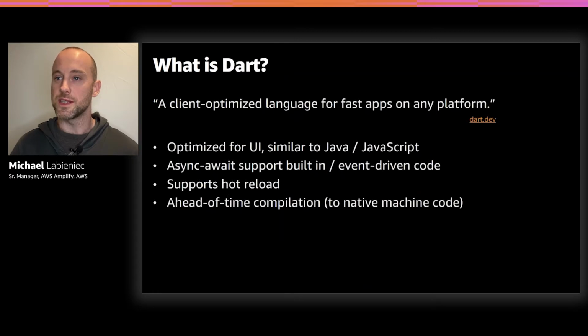So what is Dart? Dart is the programming language utilized by the Flutter framework. It is defined as a client-optimized language for fast apps on any platform. It's optimized for user interfaces similar to Java and JavaScript, and it also supports an asynchronous programming model. If you're familiar with JavaScript, it supports a very similar async await syntax. It also supports hot reload and restart of the application, similar to developing a web application. Or if you're familiar with React Native, it's a very similar toolchain that provides automatic restart and reload of your application while you're developing. And of course, it compiles to native machine code, making it very performant.